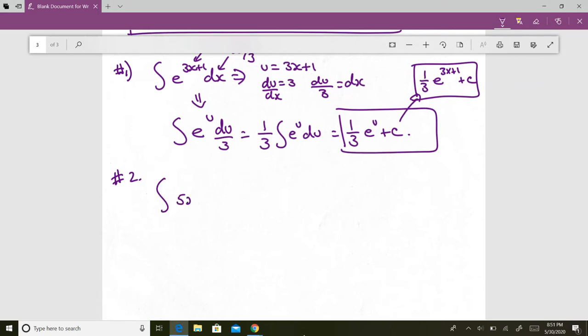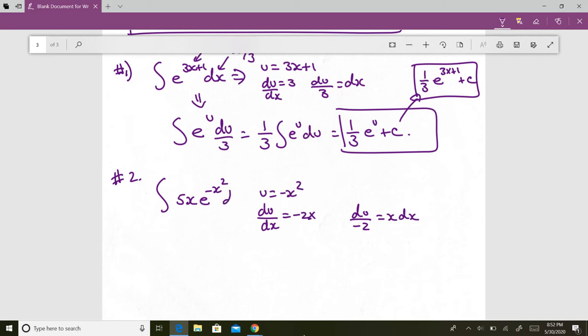Second one. Integral of 5x e to the negative x squared. So what is my u going to be? I know it's going to be this exponent because the exponent has a power of 2, and if I take the derivative of that, I should get something to the power of 1, which is the x sitting there. So if u is equal to negative x squared, then du dx is going to be negative 2x. So I can solve for du over negative 2 is equal to x dx.